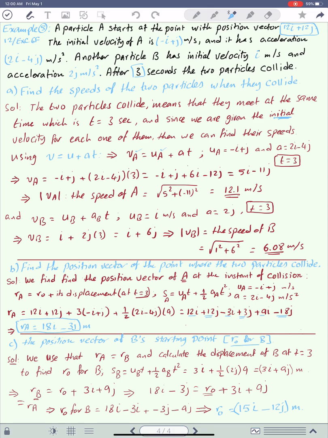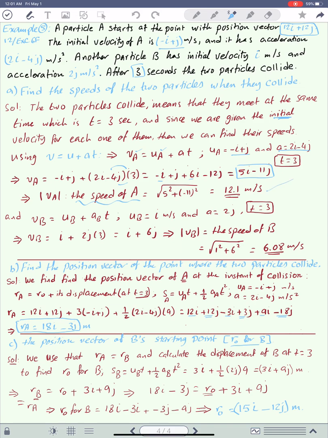UA is given in the question, minus I plus J. Acceleration is equal to 2I minus 4J. So VA equals minus I plus J, which is U, plus 2I minus 4J times 3. By simplifying and expanding, you will get velocity of the particle is 5I minus 11J. Minus 1 plus 6 is 5, plus 1 minus 12 is minus 11. So the speed of the particle A is the square root of 5 squared plus 11 squared, you will get 12.1 meter per second.